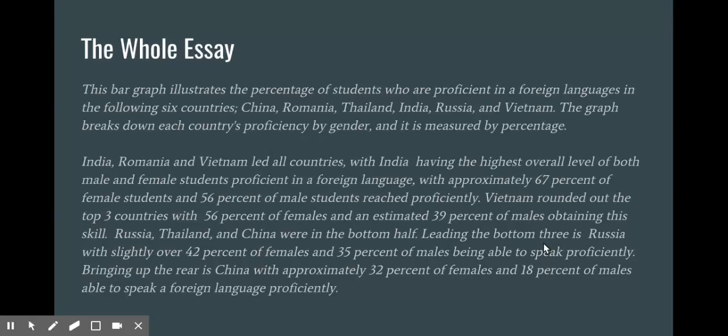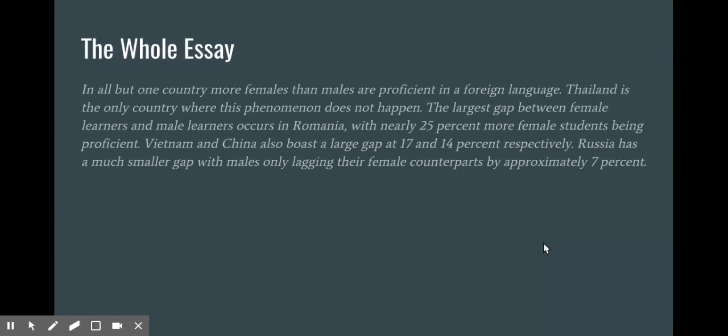Leading the bottom 3 is Russia, with slightly over 42% of females and 35% of males being able to speak proficiently. Bringing up the rear is China, with approximately 32% of females and 18% of males able to speak a foreign language proficiently. In all but one country, more females than males are proficient in a foreign language. Thailand is the only country where this phenomenon does not happen.